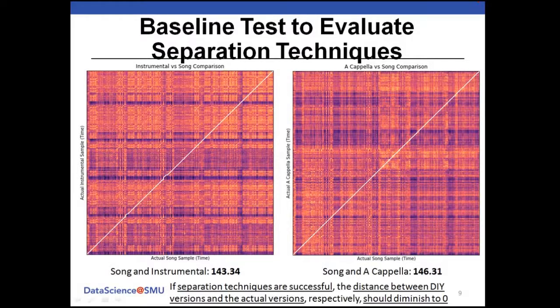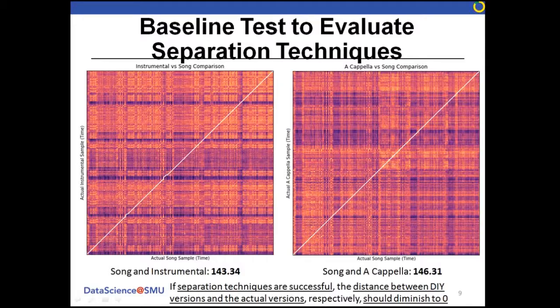And regardless, if it travels a decently 45-degree angle, whatever's on top of whatever's on bottom is basically the additional scalar distance between the difference of the song and the instrumental. So that's why it's 143, and then this is 146. So, obviously, if it's a perfect match, it should be 0. That's what we're trying to aim for.